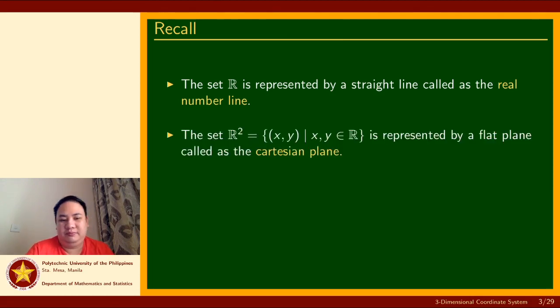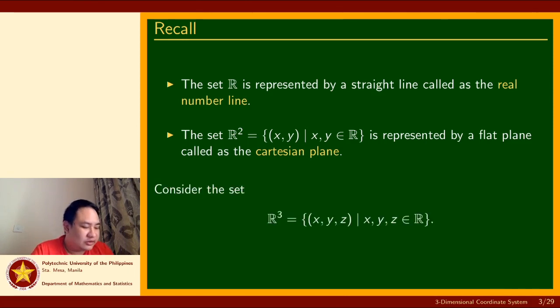Then, we talk about the set R2, which consists of all ordered pairs x and y, where x and y are both real numbers. We have learned that this set is usually represented by a flat plane, also known as the Cartesian plane. Every point in this plane will be represented by an ordered pair of real numbers.